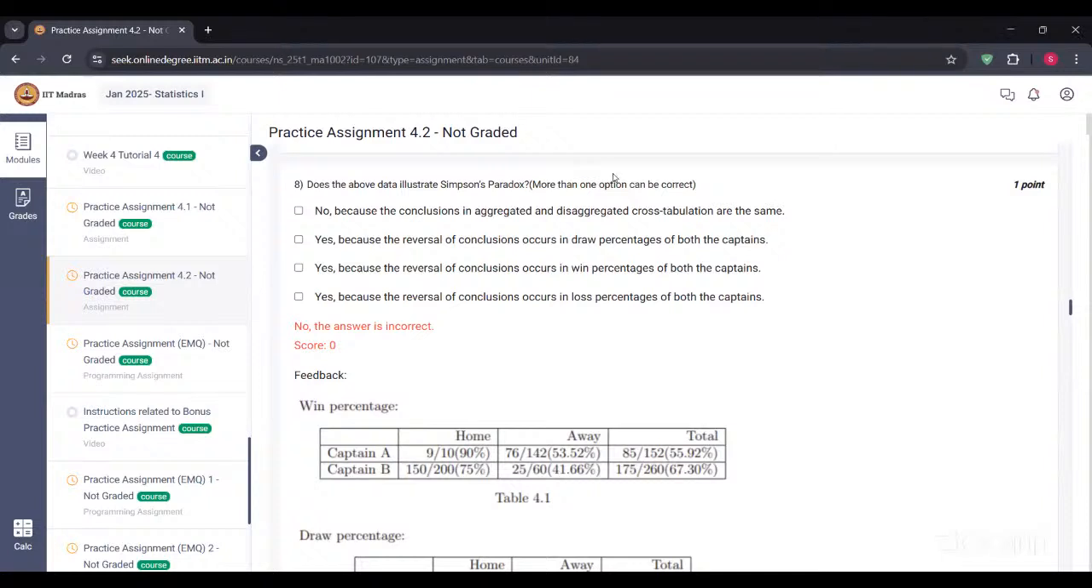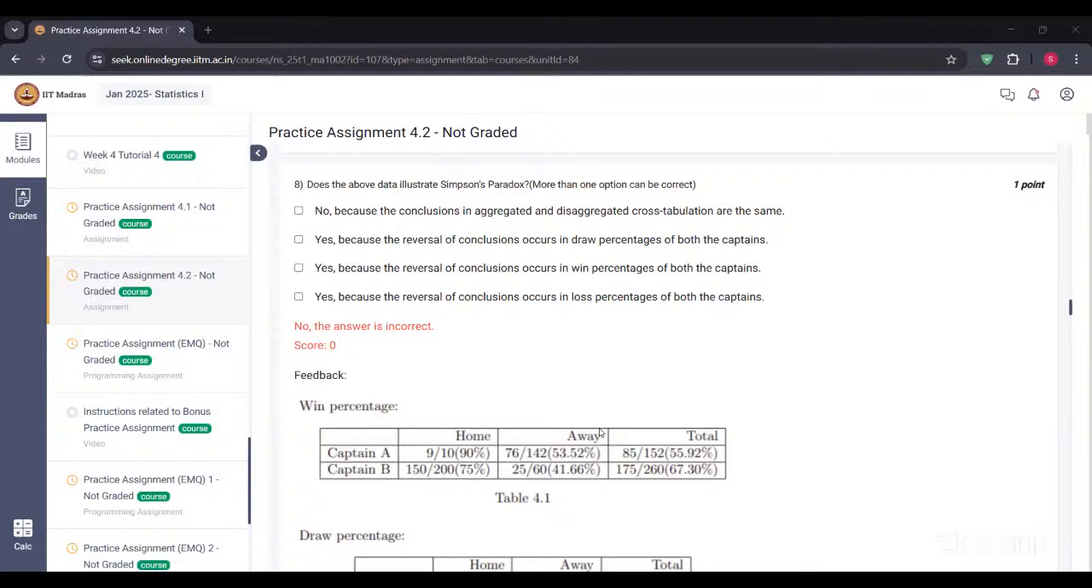Okay. Anybody else? Simpson's paradox can even be applied to our classical coin toss problem, the heads or tails problem also. Heads or tails? Yeah, how?